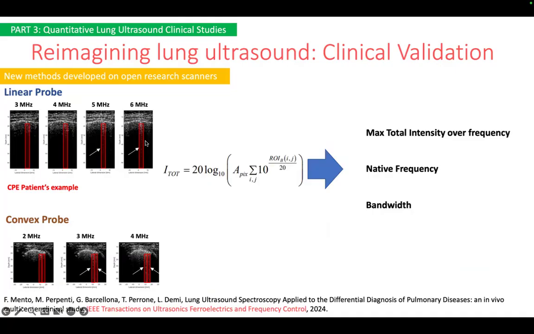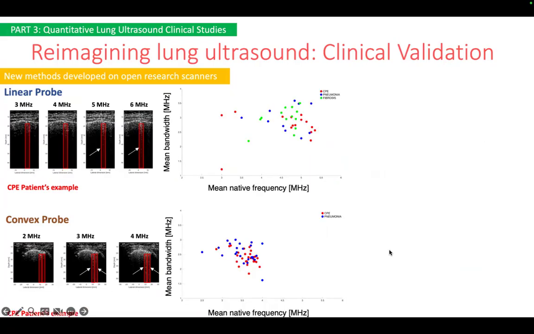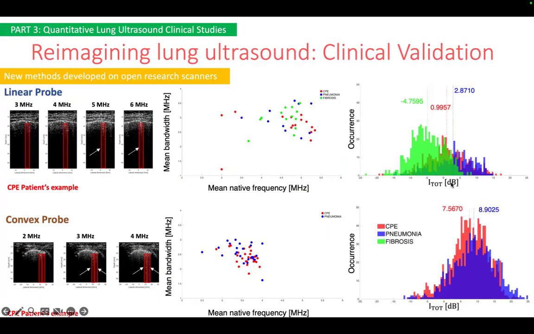From here, you see we segmented the vertical artifact, we computed this total intensity and extracted these three features that I discussed before. And so you can plot, therefore, every patient with respect to these two features, as well as study the variation of the total intensity.